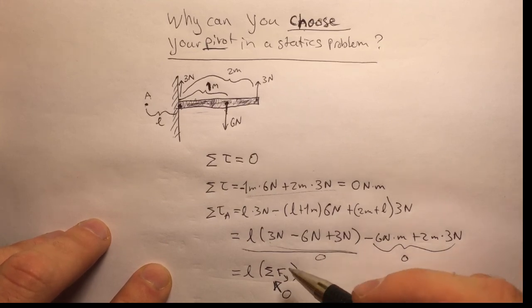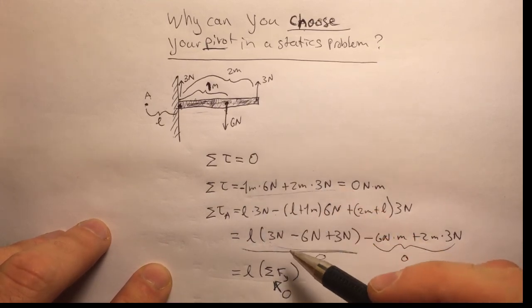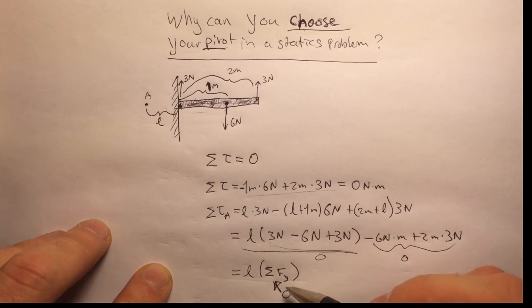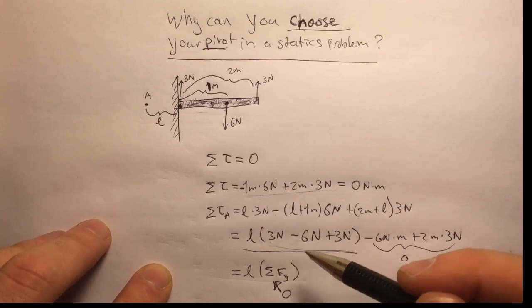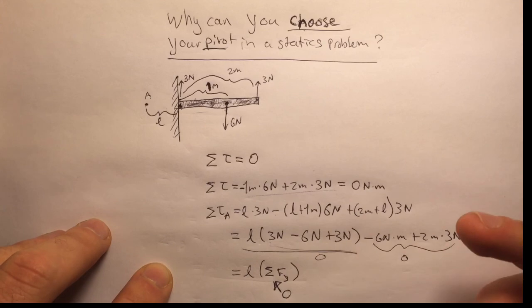So that means no matter where your pivot is, as long as your thing isn't moving up or down, then also your torque is going to be 0 around that pivot, any pivot.